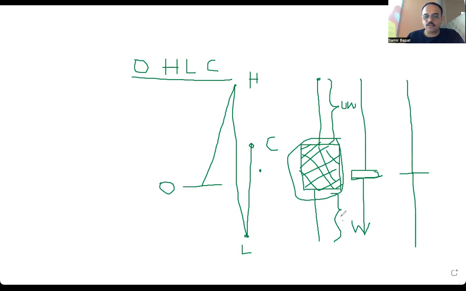Okay, so this is the lower wick and this is the upper wick. And this is the body. Now, this we have colored as green.